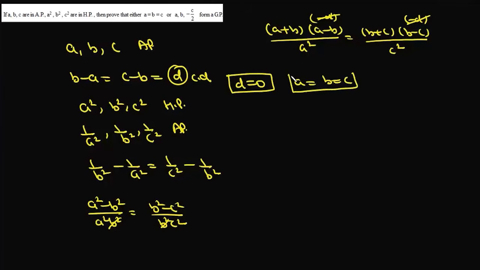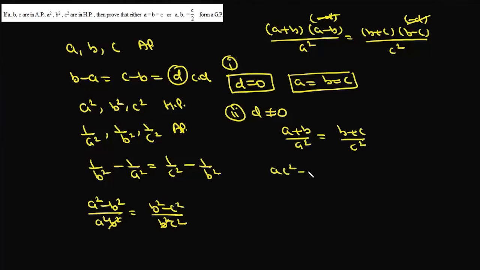So one of the results that we can get here is a equals b equals c. Now if we consider d is unequal to 0, then we can write (a plus b) upon a square will be equal to (b plus c) upon c square. So ac square plus bc square will be equal to a square b plus ca square.